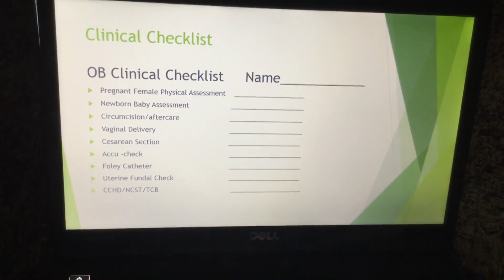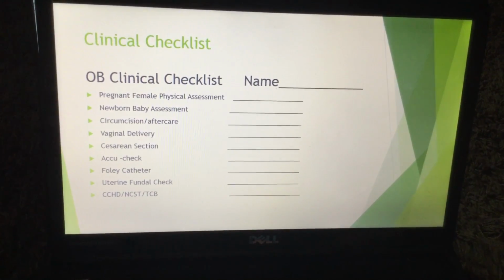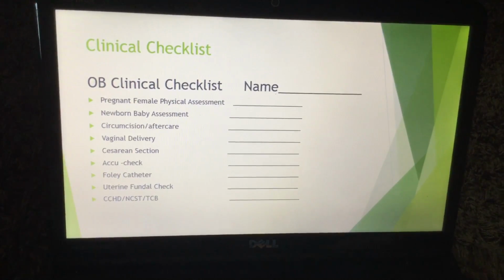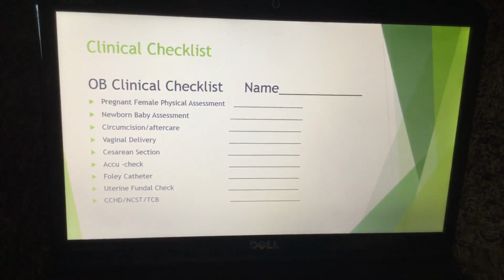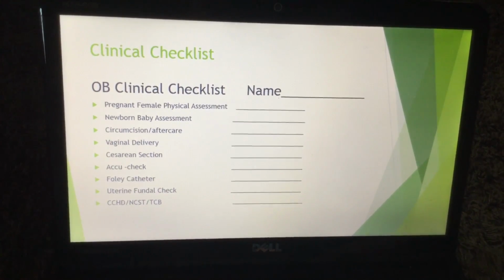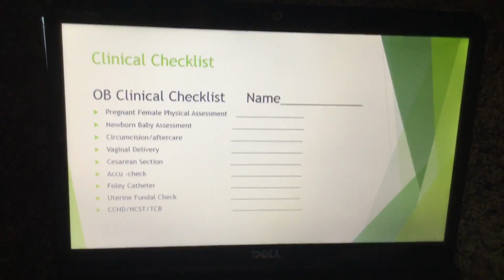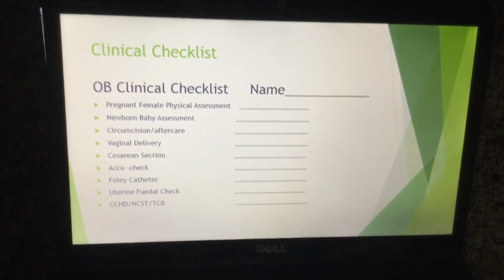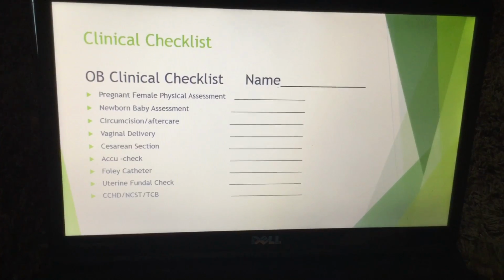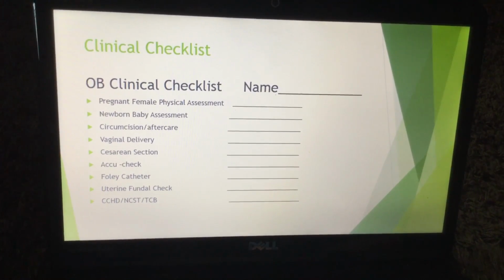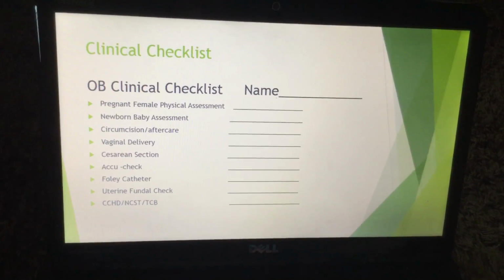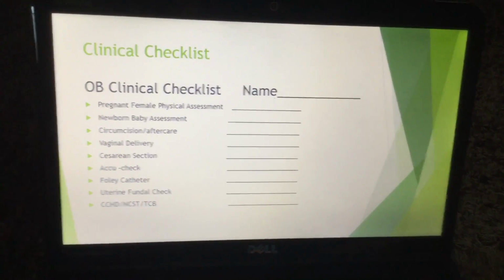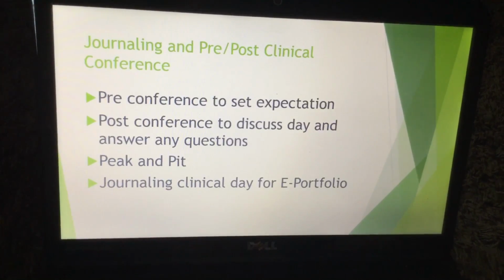participating in uterine fundal checks post-delivery, and then understanding and performing infant tests such as the CCHD and the transcutaneous bilirubin test, and then observing the NCST PKU test. So this checklist has really enhanced the education experience of the students that I've been able to care for. And I feel like it is very helpful in any clinical setting.